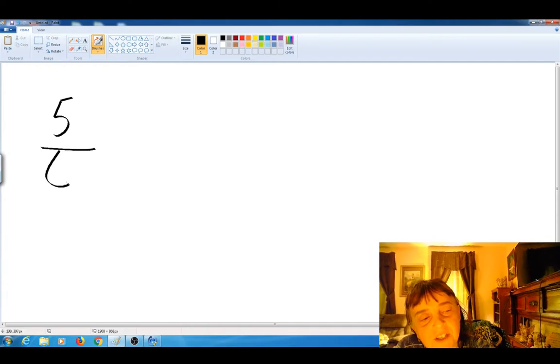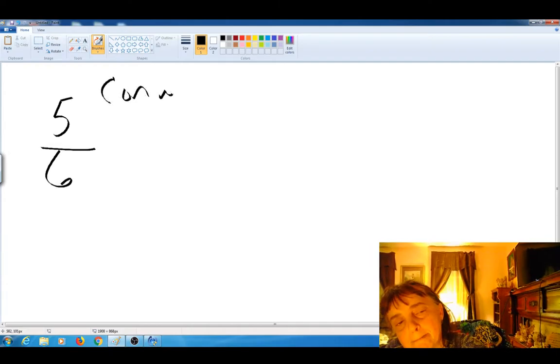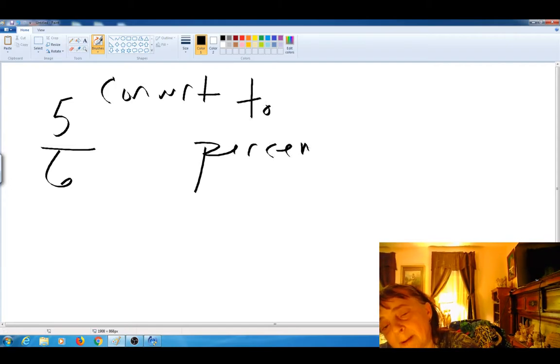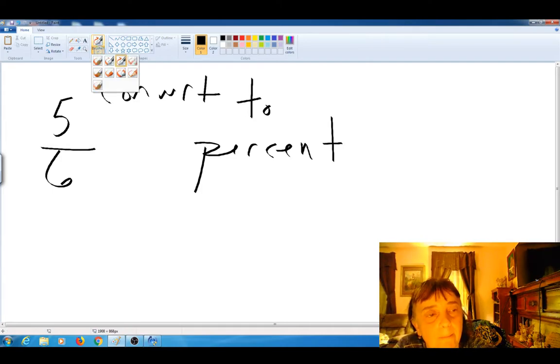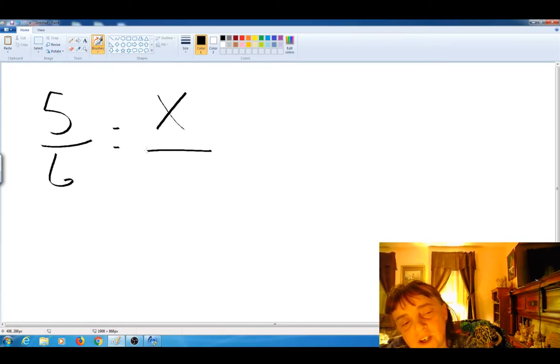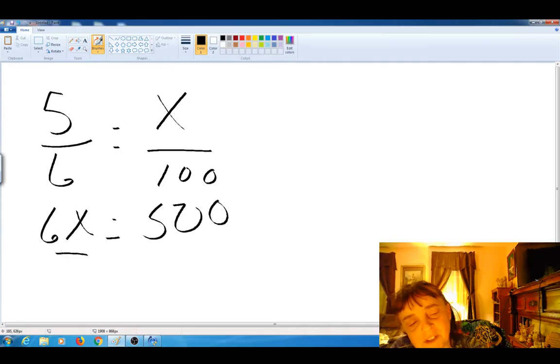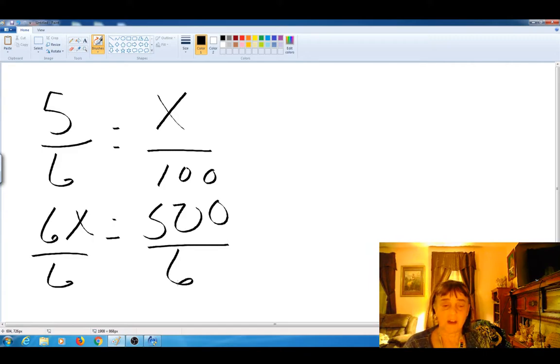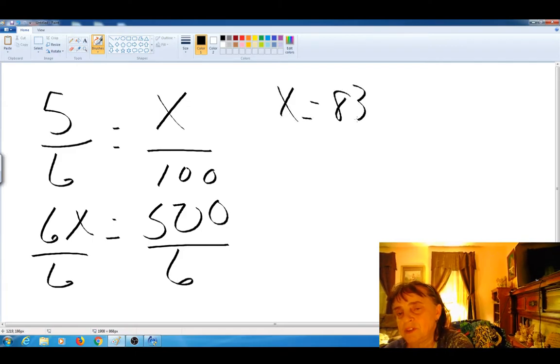Okay, now 5/6, you want to convert that to a percent. So 5/6 equals x over 100. 6x is 500. Divide both sides by 6. What's 500 divided by 6? x is 83.3%.